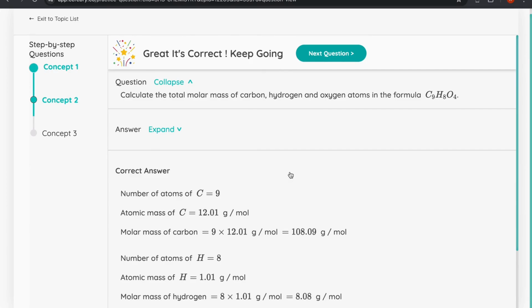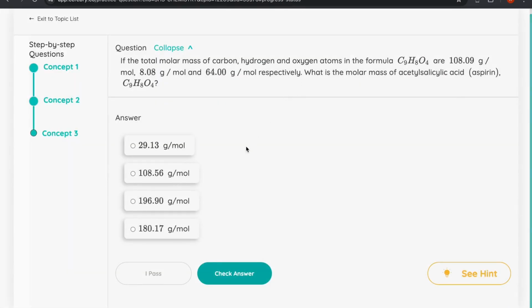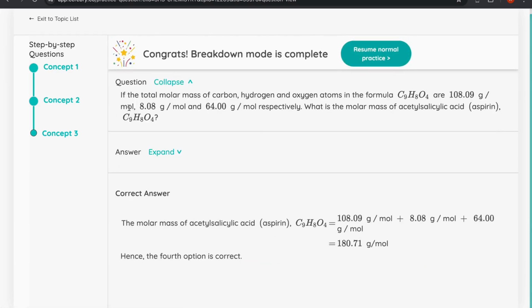Upon answering this correctly and clicking the next question, now it will show me the third broken down question. Once the third question is also answered correctly, now the system will let me resume my normal practice. That is, I will be out of the broken down mode.